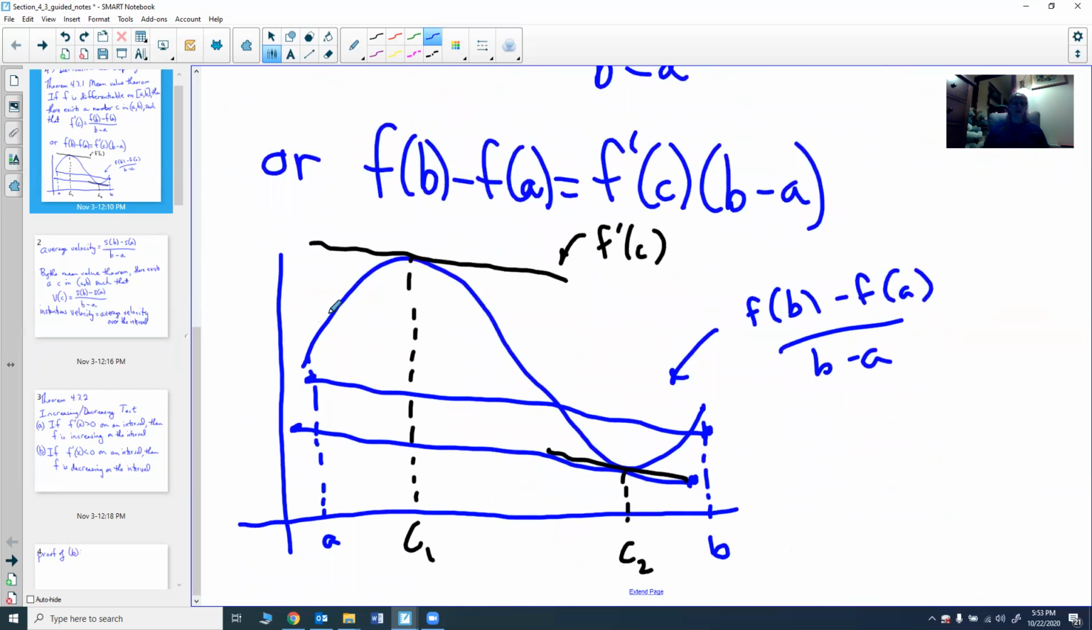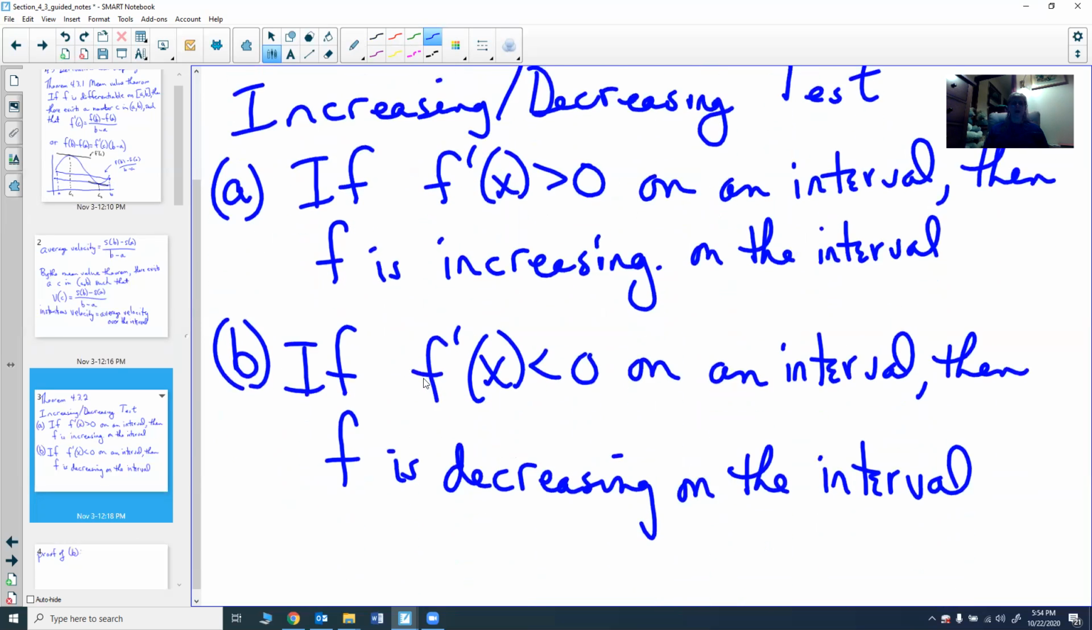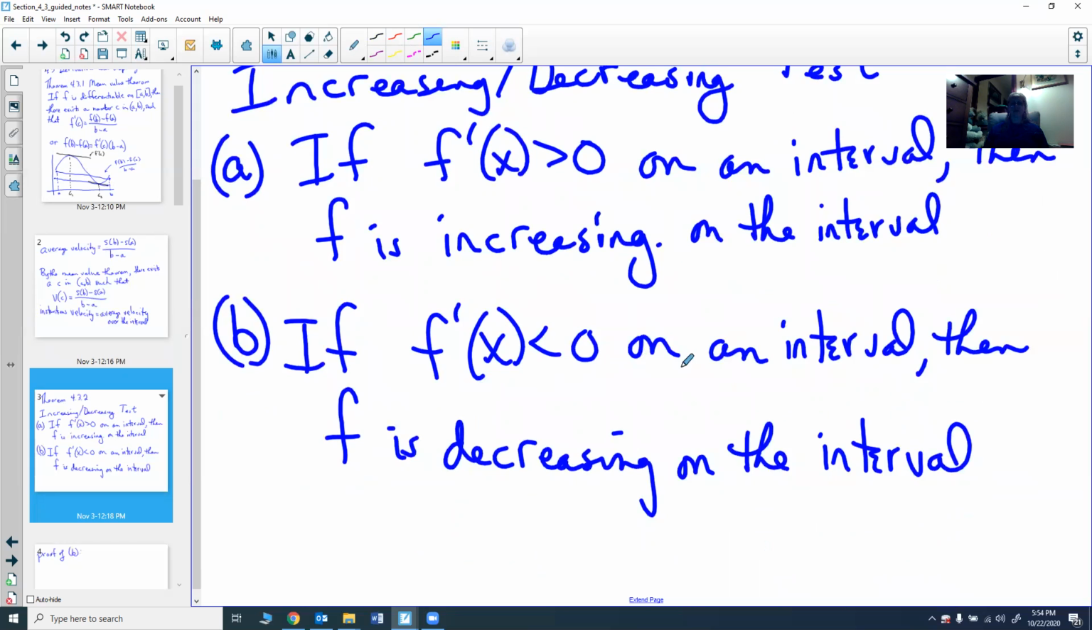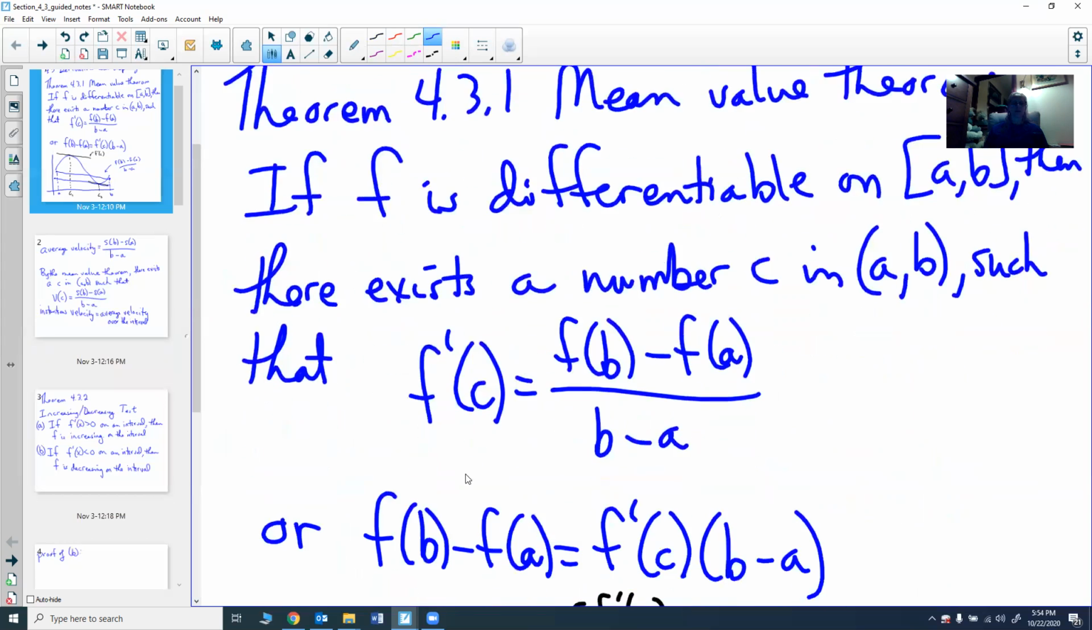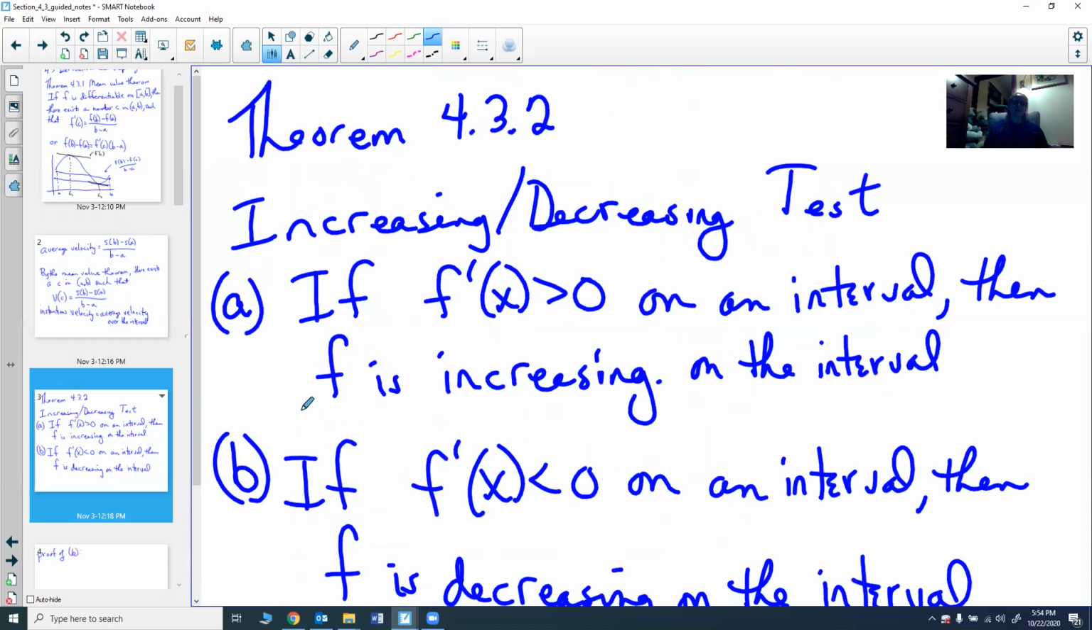You can see this. Here, I'm increasing from A to C1. And notice my derivative would be positive because the slope of my tangent line would be positive. So if the derivative is positive on an interval, then f is increasing on the interval. And if the derivative is negative on the interval, then f is decreasing on that interval. Again, if you look at a graph and see where it's decreasing, the slope of its tangent line, or the derivative, would be negative. So that works.